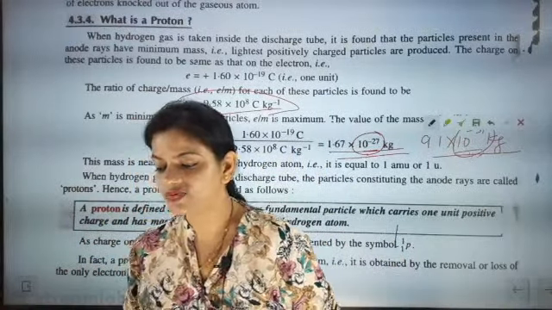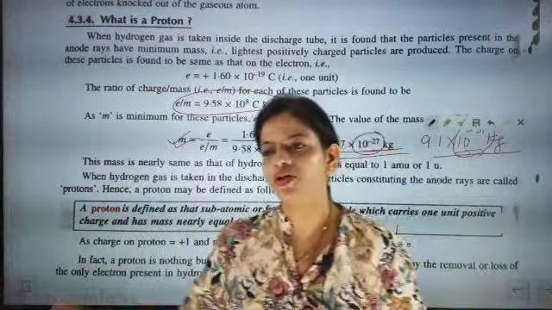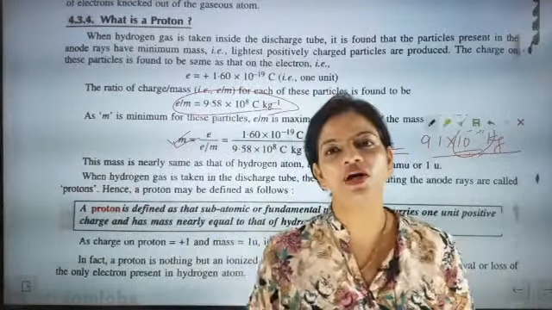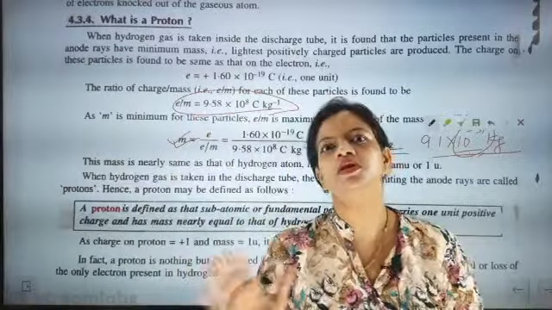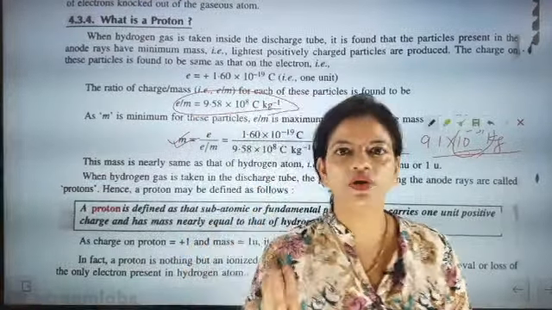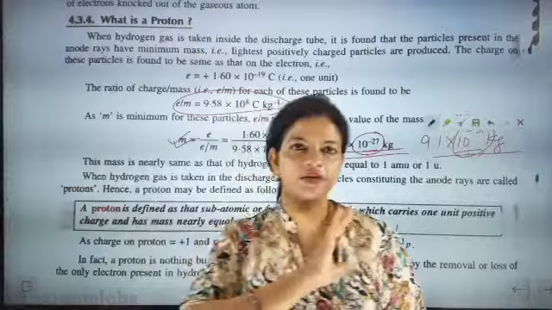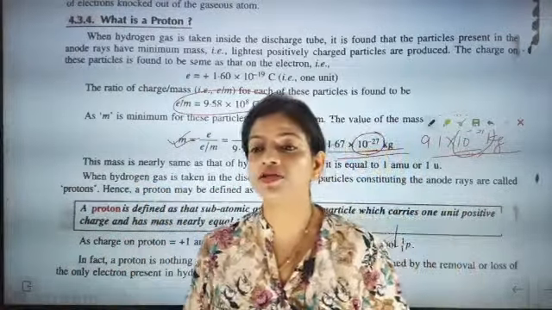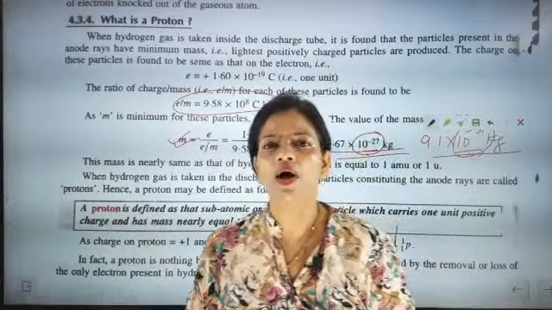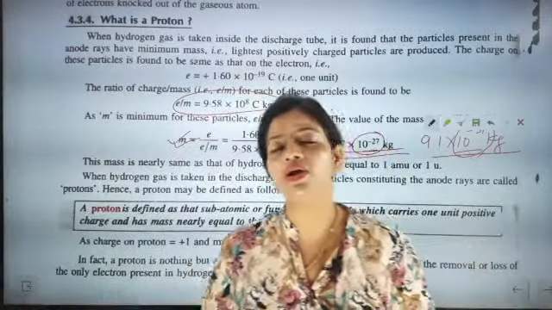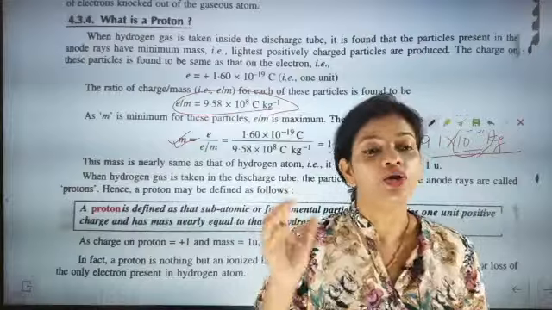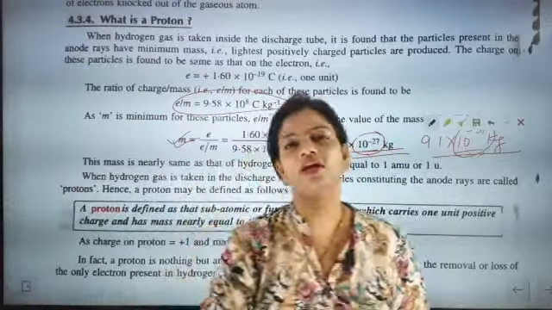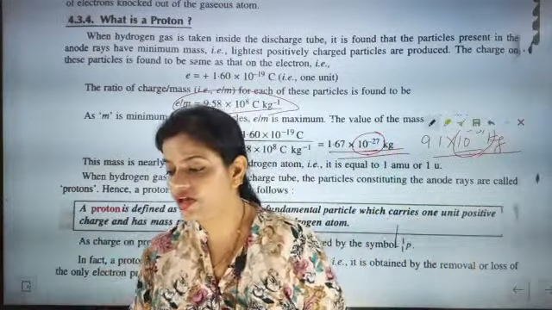Ma'am, proton has more mass. Absolutely correct, Keshav. When somebody asks you to compare, you will say, auntie, proton is having more mass. The mass of proton is equal to the mass of hydrogen atom, 1 unit hydrogen atom mass. But the problem with electron is that the mass of electron is 1 by 1840 times that of hydrogen. That means electron has very, very less mass.